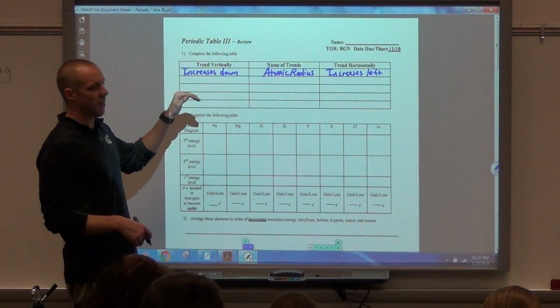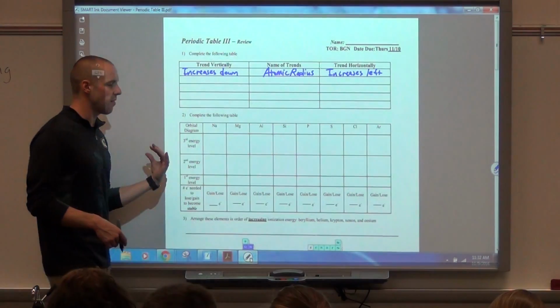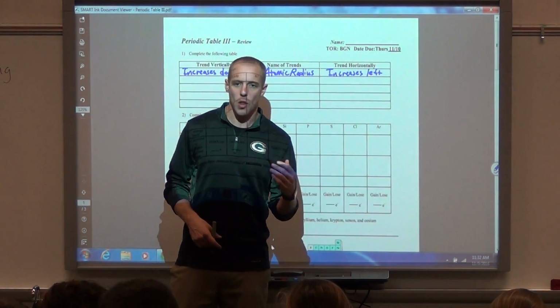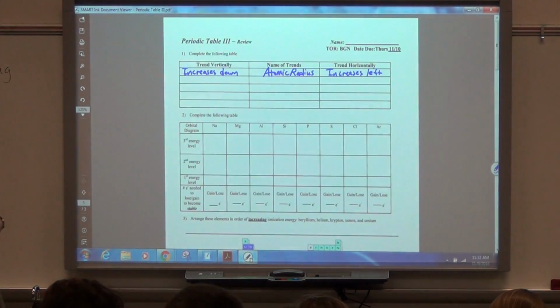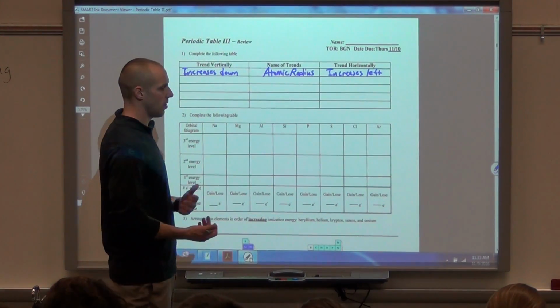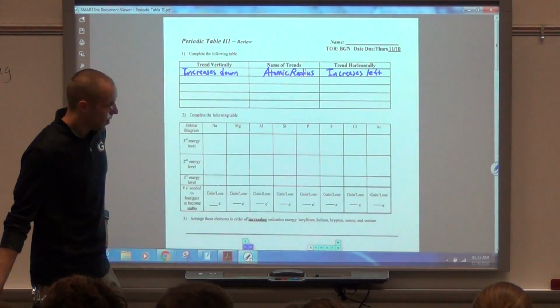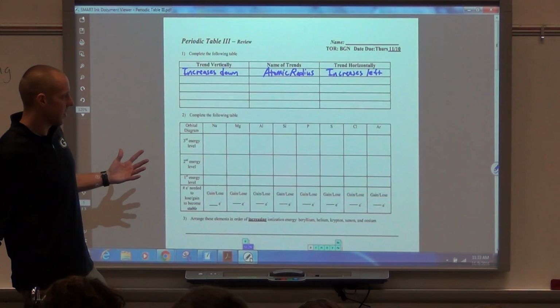Number 1 says complete the following table, and then it says the name of a trend in the middle. It says trend vertically and trend horizontally. All that is asking you is to name your trends and then describe which way they're either increasing or decreasing. It doesn't matter, whichever you remember better. So the first trend that we deal with is atomic radius.